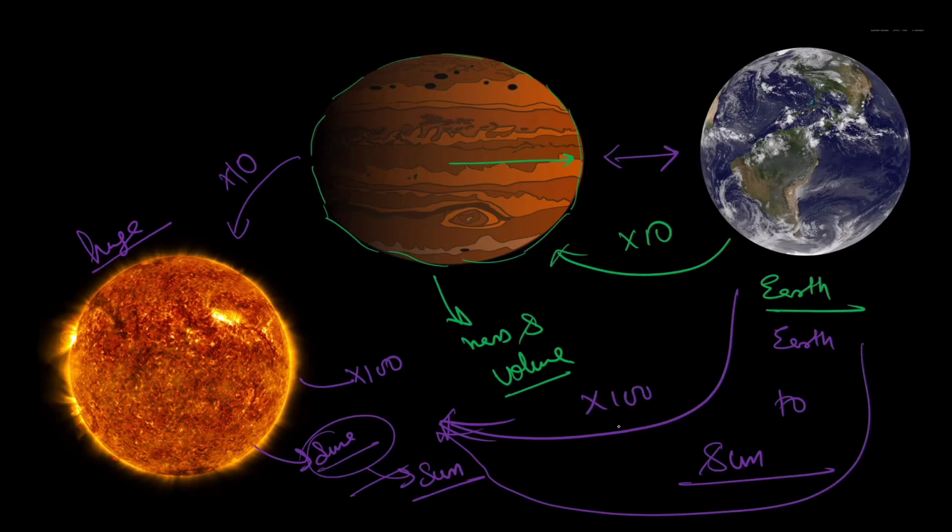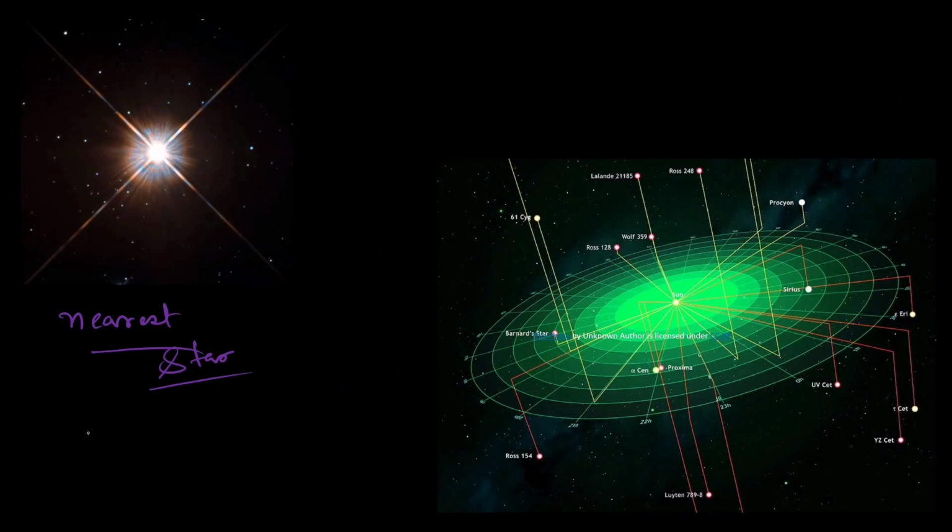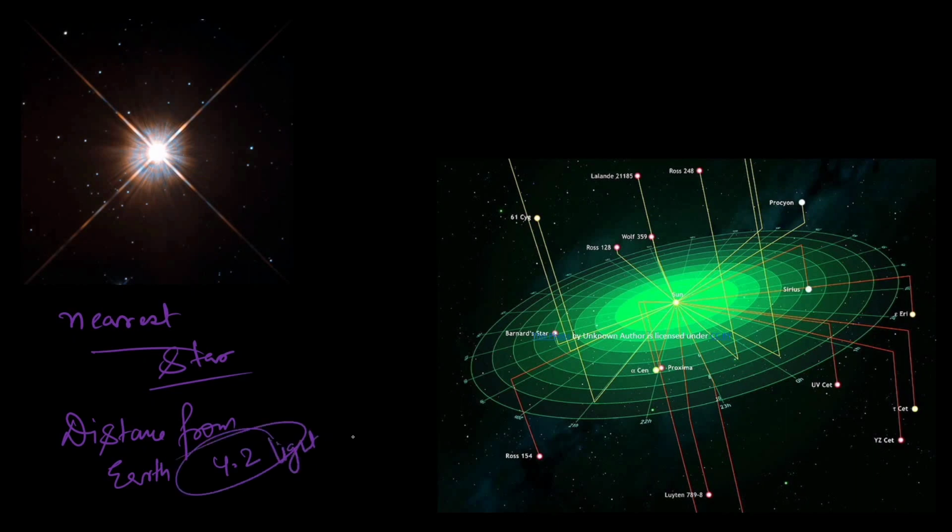Because if we want to get to the nearest star, remember the sun is 100 times the diameter of the earth. The distance between the sun and the earth is 100 times that. Or you could say it's 10,000 times the diameter of the earth. These are unimaginable distances. But to get to the nearest star, which is 4.2 light years away, it's 2 lakh times, and once again unimaginably, it's 2 lakh times the distance between the earth and the sun.